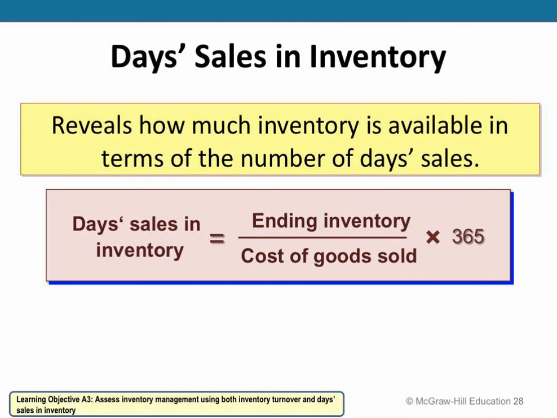Another variation that you might see is, instead of 365 days in a year, 360 days in a year. That's set up for 90 days per quarter, so it gives you a good approximation of both quarterly days sales in inventory as well as annual days sales in inventory.